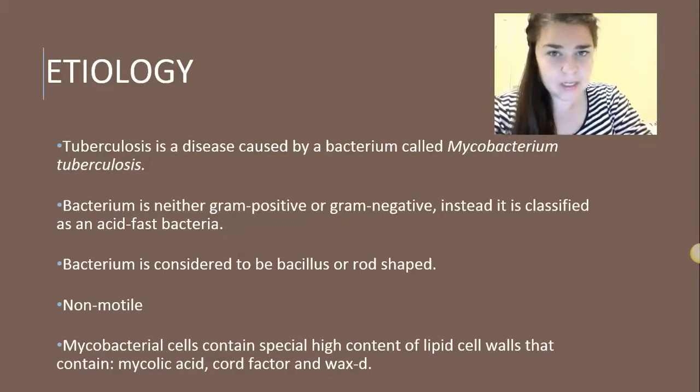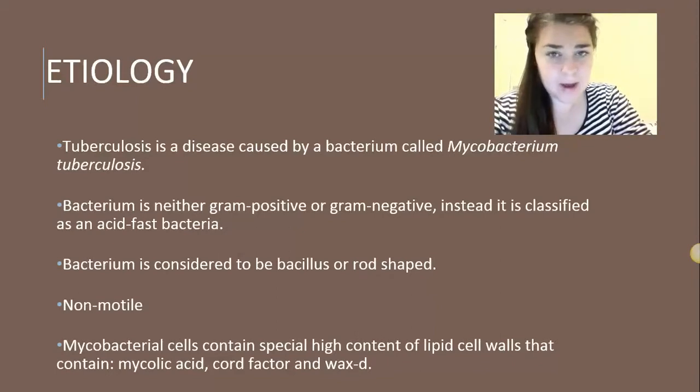When this method is used, the acid-fast bacteria will appear pink. The bacteria is long, thin, and rod-shaped, which classifies it as a bacillus. It is also immotile, which means that it does not produce self-propelled motion. The cells contain a high content of lipid in their cell walls, which contain mycolic acid, cord factor, and wax-D.